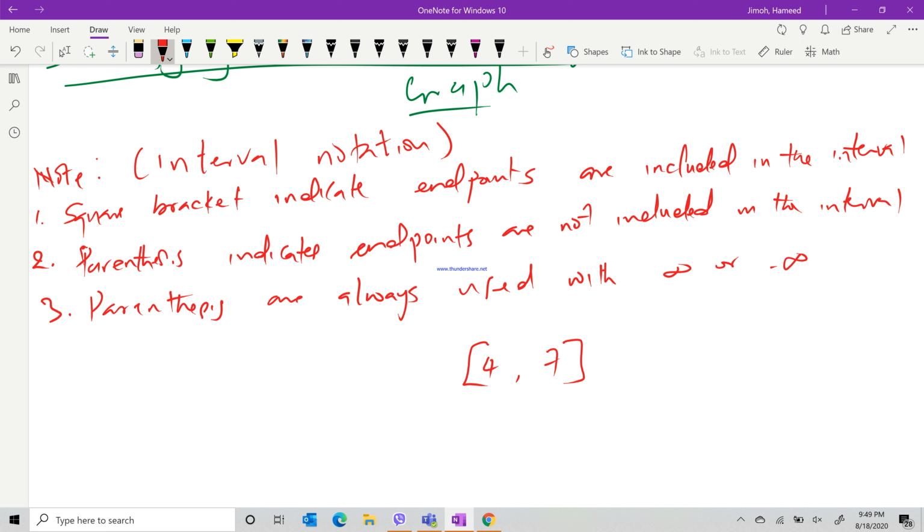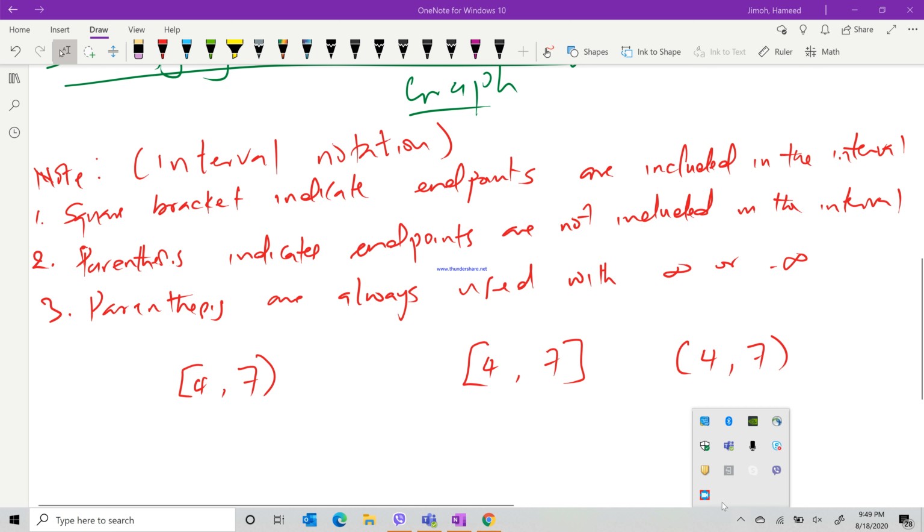Parentheses, on the other hand, indicate that the endpoints are not included. So if, for example, you have this, these are the set of numbers in the interval between 4 and 7, with 4 and 7 not inclusive. For example, if I have 4 and 7, at the 4 I have a square bracket, which shows that the point 4 is inclusive. At the end by 7, I have a parenthesis, which shows that the point 7 is not included.